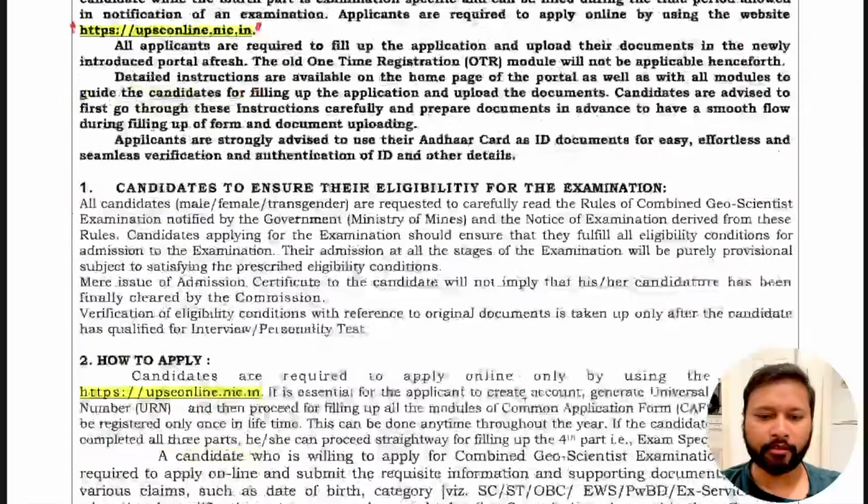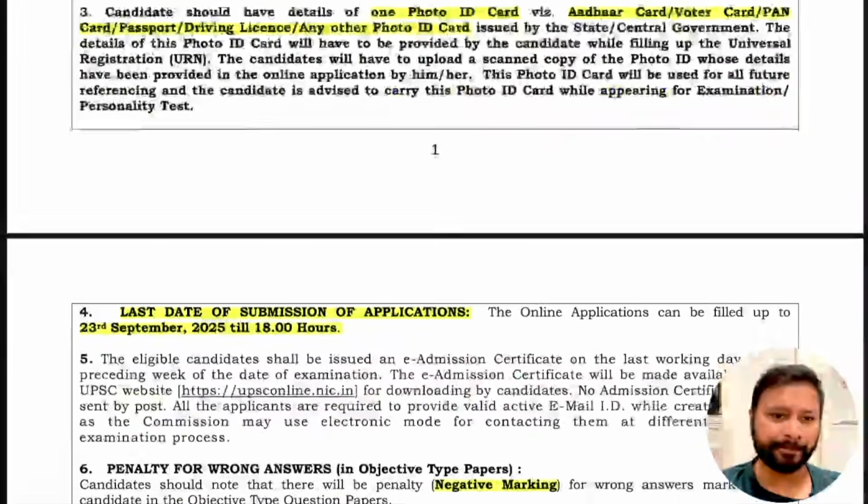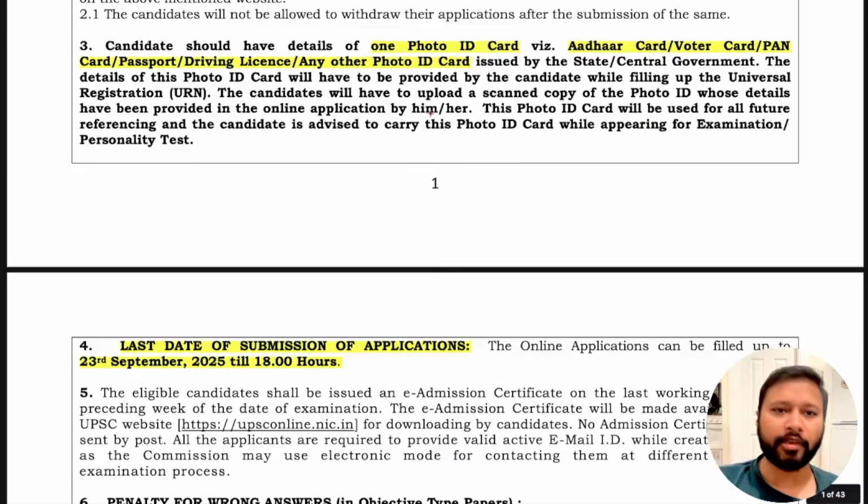But let's come a little down. All the information is over here, and we will go through it one by one. I have highlighted the important stuff. The thing you require while filling up the form is a photo ID card. This ID card could be your Aadhaar card, voter ID card, PAN card, passport, driving license, or any other photo ID card. But that ID card needs to be with you during the entire process.